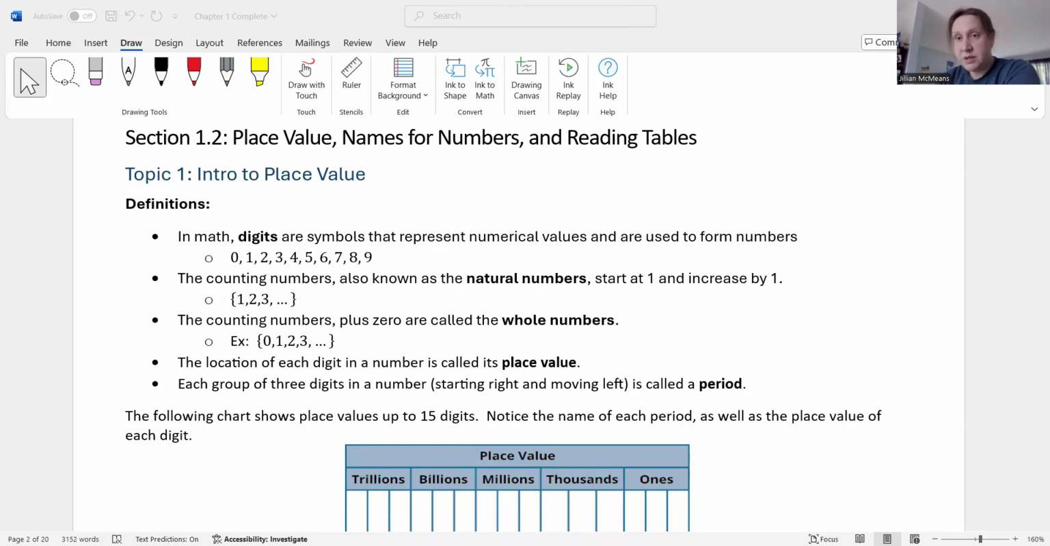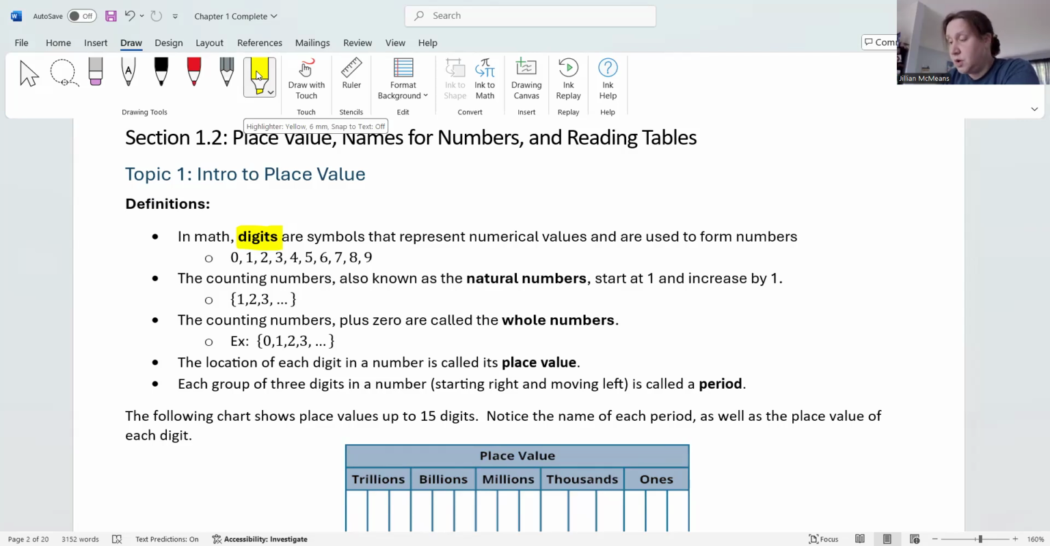Before we get into what place value is, let's do a couple of definitions that might be helpful. The first definition is fairly obvious, but we want to put it out there anyway. In math, digits are symbols that represent numerical values and are used to form numbers. So we have 10 single digits. They are 0, 1, 2, 3, 4, 5, 6, 7, 8, and 9. And those 10 digits make up all other numbers. Again, fairly obvious, but it's worth throwing out there as a reminder.